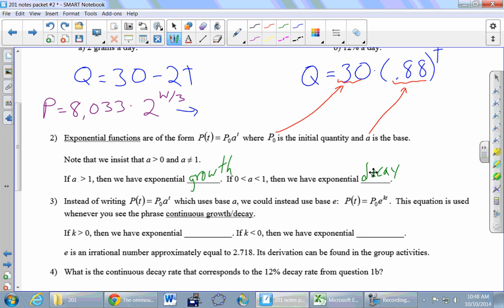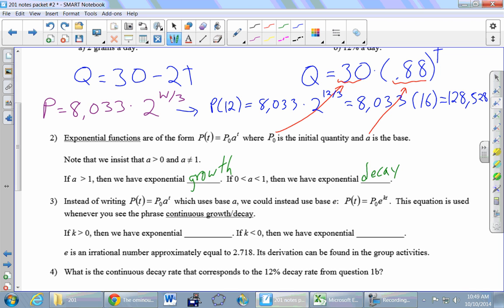Maybe we can use our function notation. P of 12, 8,033 times 2 to the 12 thirds. So this one we can at least do the small calculation. 12 thirds is 4, 2 to the 4 is 16. Somebody have a number for me here? That seems too big. Wait, no, it seems reasonable actually. Is that all right?